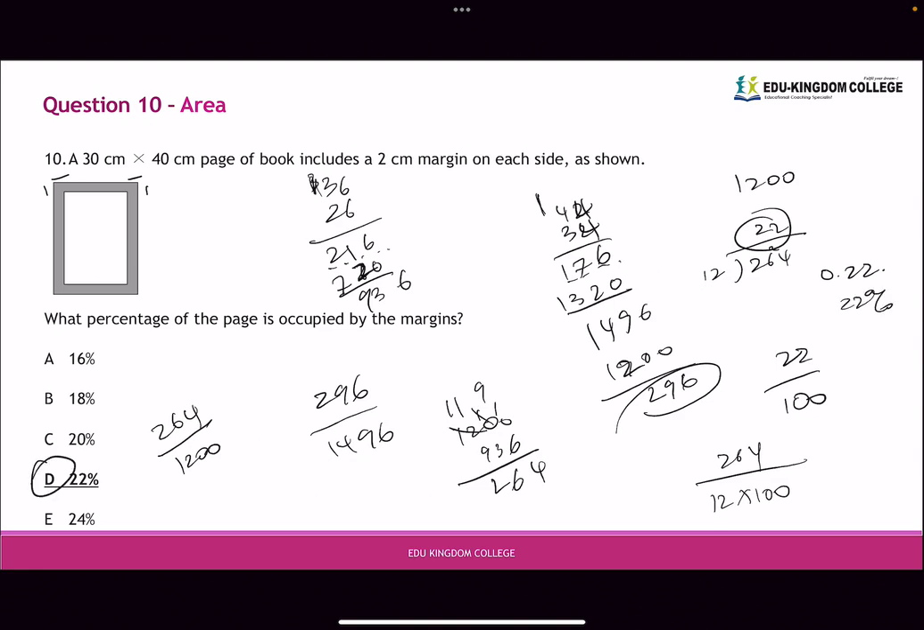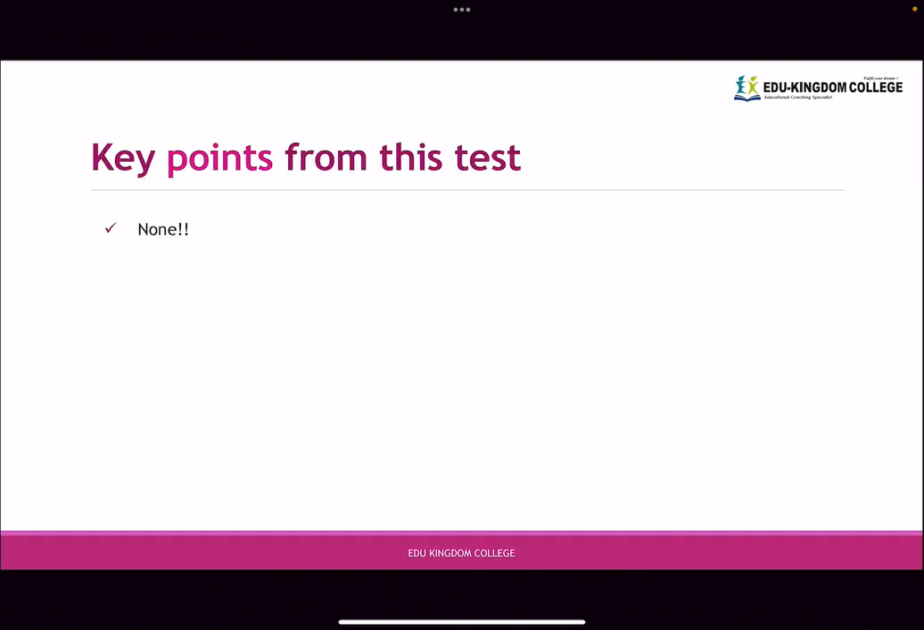All right, so that one was easy to make a silly mistake in, if you thought that this was not including the margins. It is including the margins, so you need to subtract 4 centimeters from each of those dimensions.